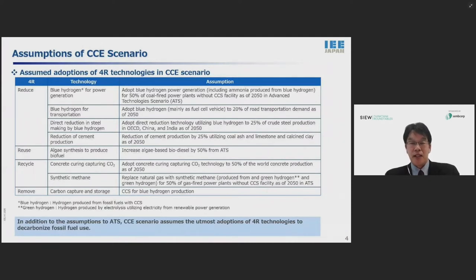I'd like to note that this is just an assumption for the scenario. So there might be some arguments on this assumption in terms of technical difficulties, economic hurdles and so on. But I understand this is a sort of simulation to capture the quantitative magnitudes by making these assumptions. Could you go to the next?